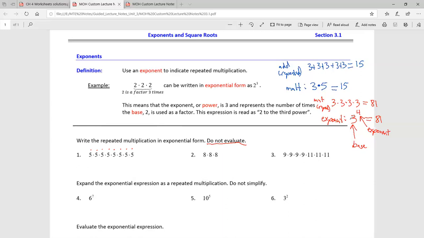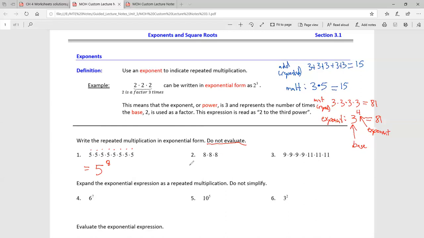The base, the bigger number on the bottom, is the thing that was repeated over and over. The thing that's repeated over and over here is the 5, so the base has to be a 5. Then the exponent is that number that's a little smaller and kind of sitting at the top right of the 5. That's how many 5s we have. There's 1, 2, 3, 4, 5, 6, 7, 8 of them again. So that would be equal to 5 to the 8th. That is the exponential form for 5 times 5 times 5 times 5 times 5 times 5 times 5 times 5. So you're just counting how many of them there are, and that's the exponent. The base is the thing that's being multiplied over and over.